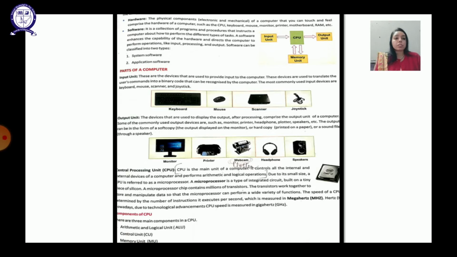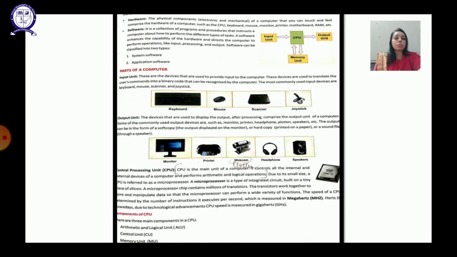Now our computer system comprises of two things, one is hardware and the other is software. So hardware are the physical components of a computer that you can touch and feel, like your CPU, keyboard, mouse, etc.